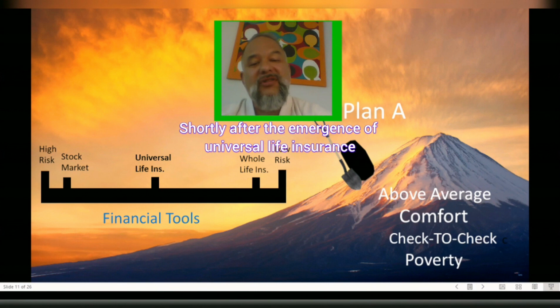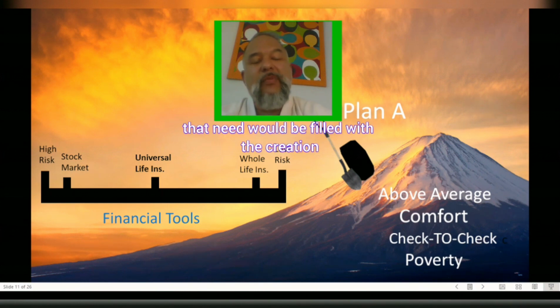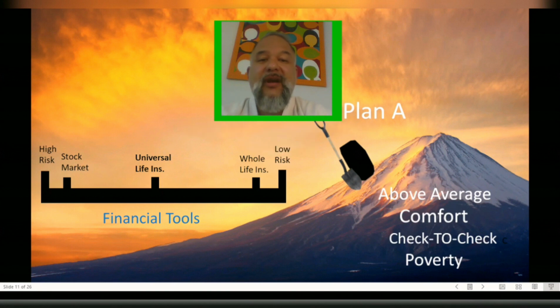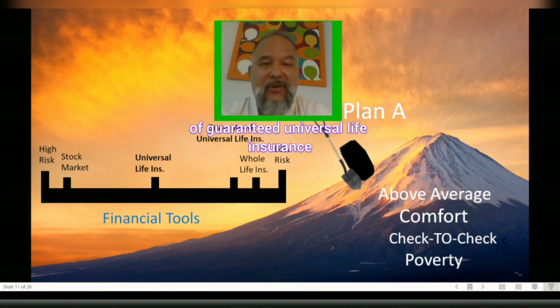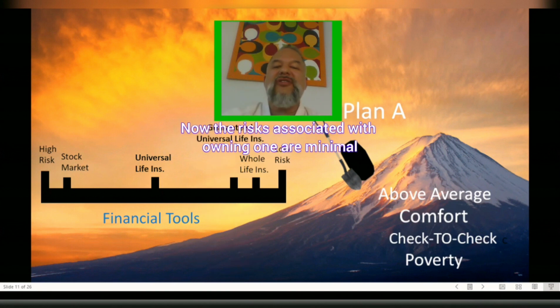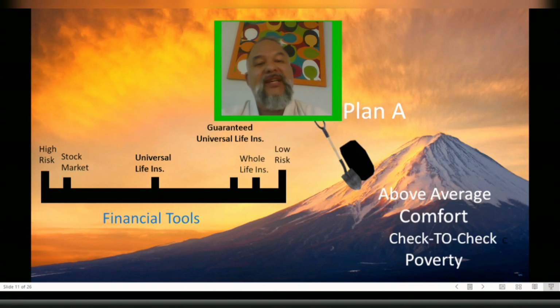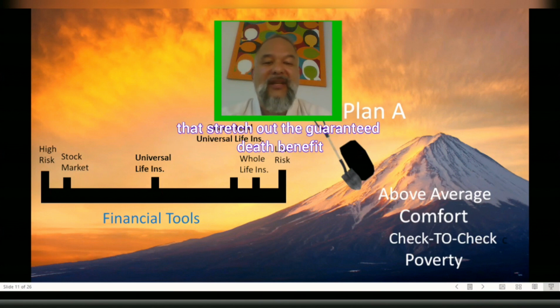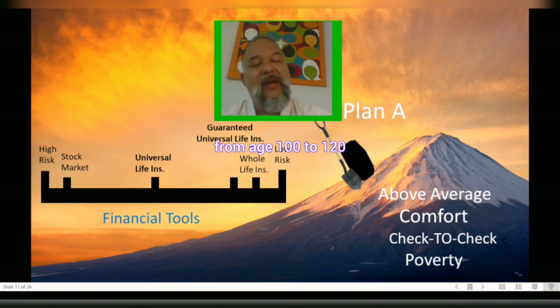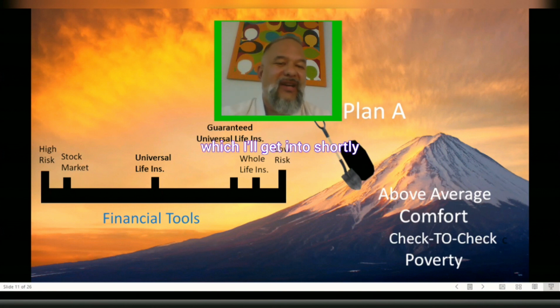Shortly after the emergence of universal life insurance, that need would be filled with the creation of guaranteed universal life insurance. Now, the risks associated with owning one are minimal, and the reason I place it lower on the continuum, yet to the left of the whole life policy, is because you need to agree to the terms that stretch out the guaranteed death benefit from age 100 to 120, which I'll get into shortly.